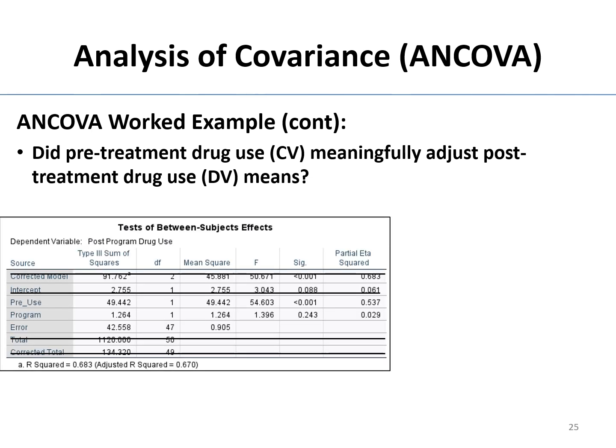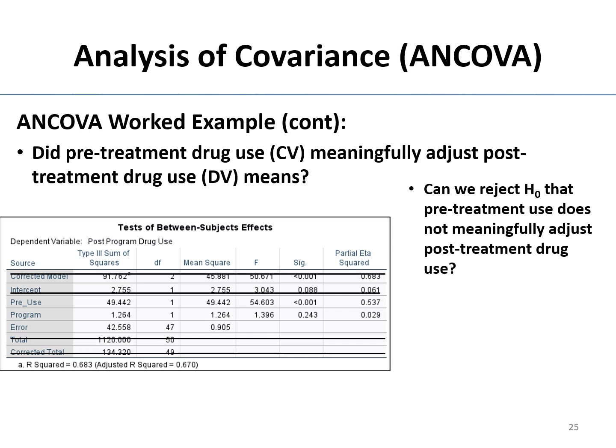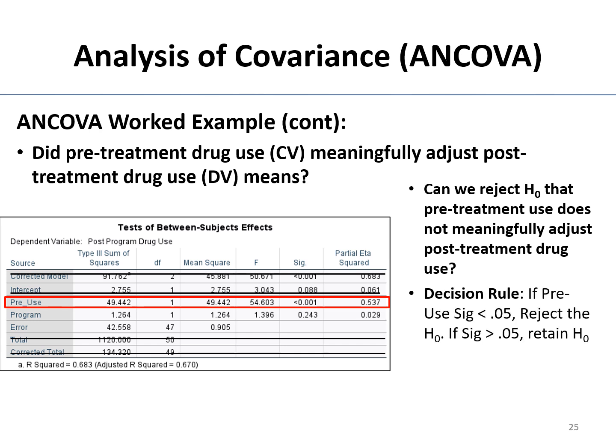Here's our ANCOVA summary table. Note there's a row there for pre-use, program, and error. I crossed out the stuff you don't need to care about. We want to know if we can reject the null that pre-treatment use does not meaningfully adjust post-treatment drug use. Look at that row for the covariate, in this case pre-use. And the sig is less than 0.05, indeed. So we are going to reject that null.